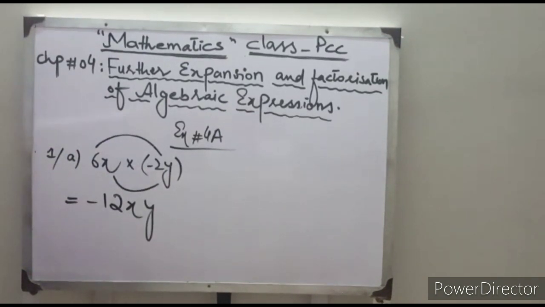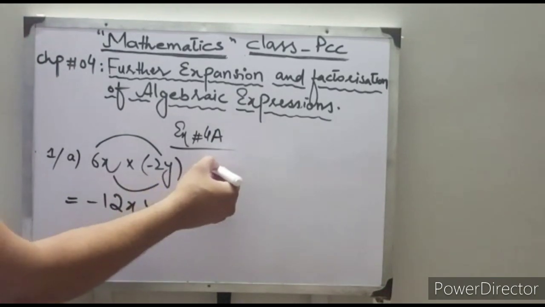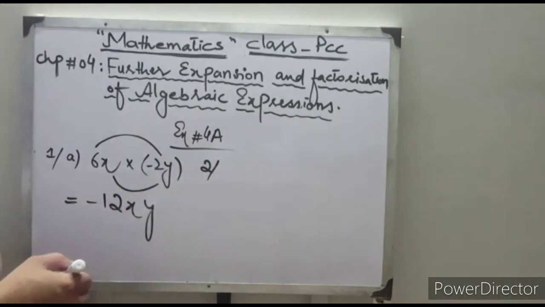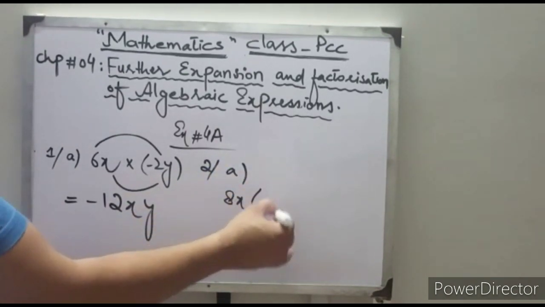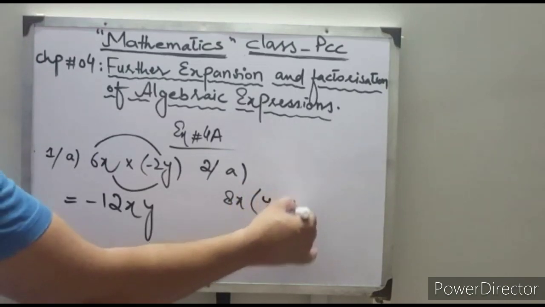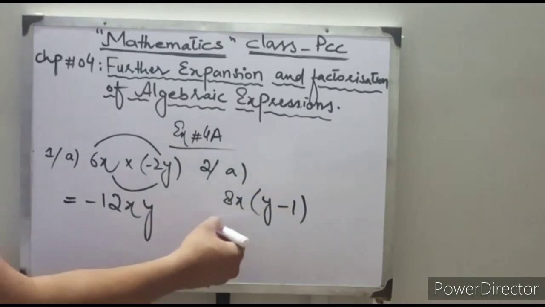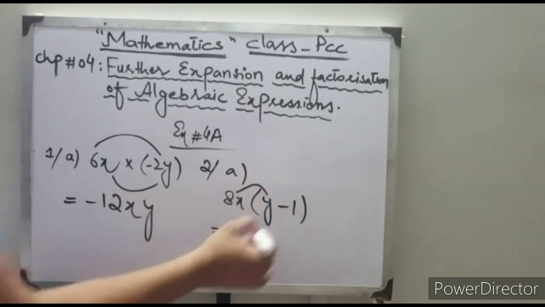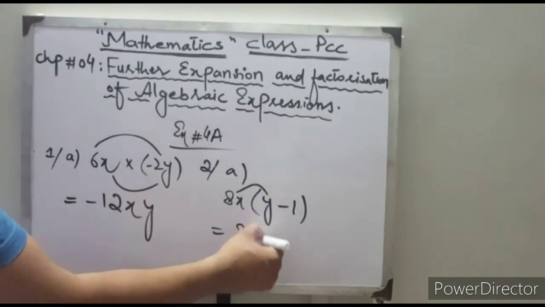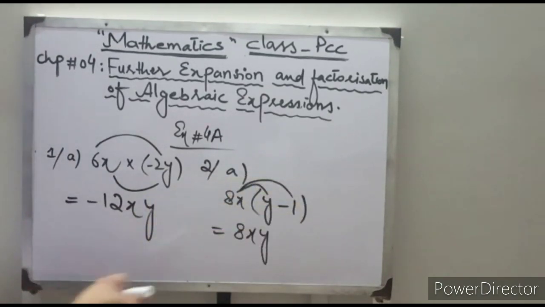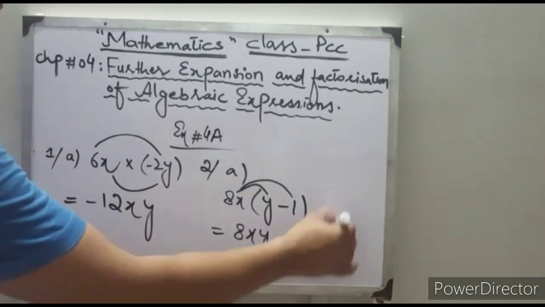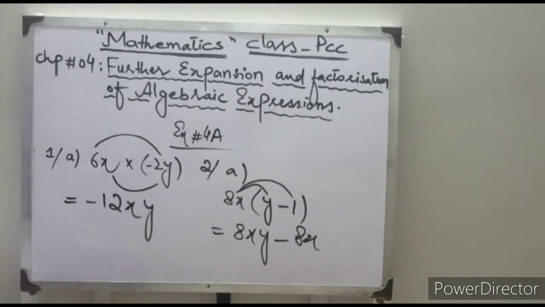The second question of the exercise is: expand each of the following expressions. Question number 2, part A. 8x into y minus 1. First of all, we will multiply 8x by y, so this will become 8xy. Again multiply 8x by minus 1, so this will be minus 8x. This is the expanded form.